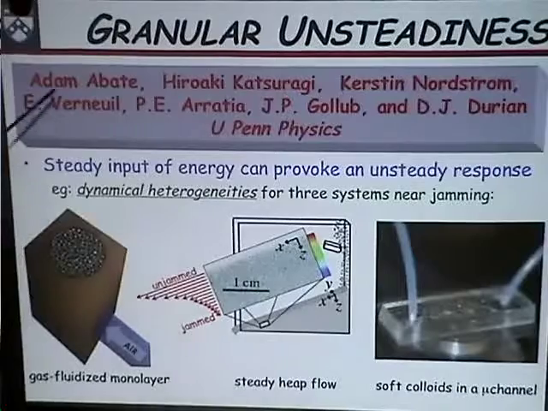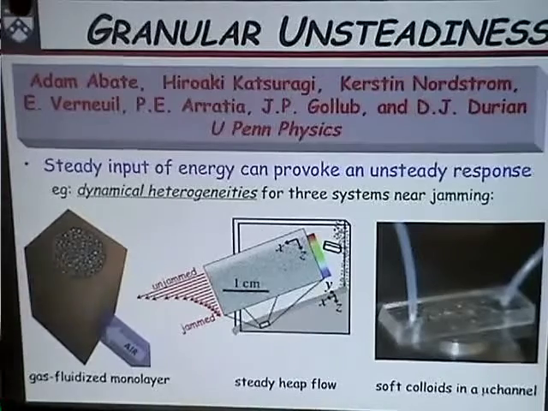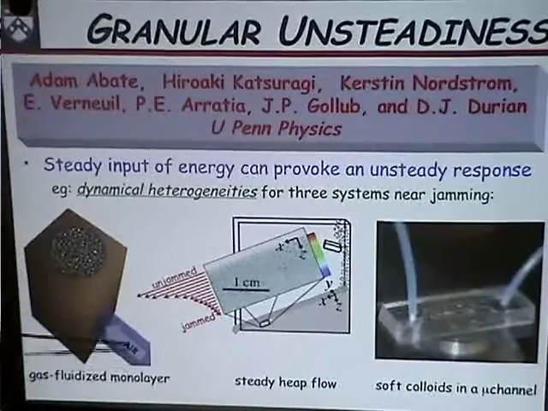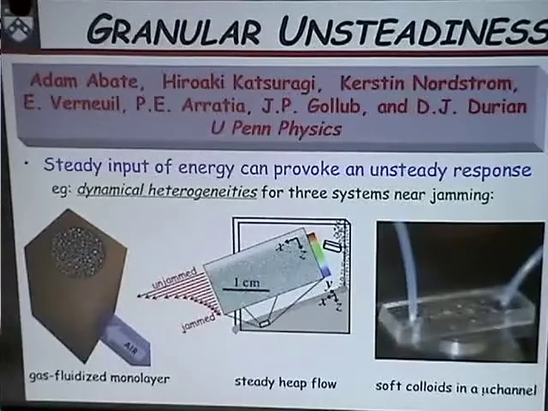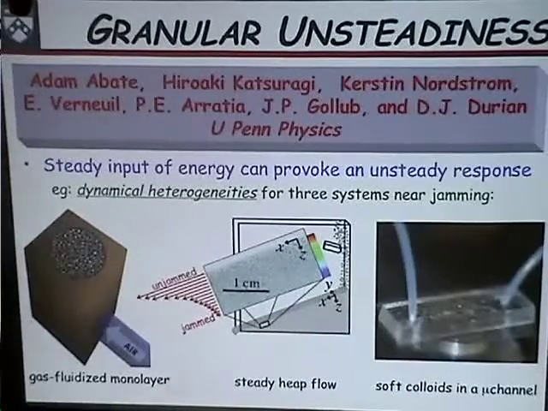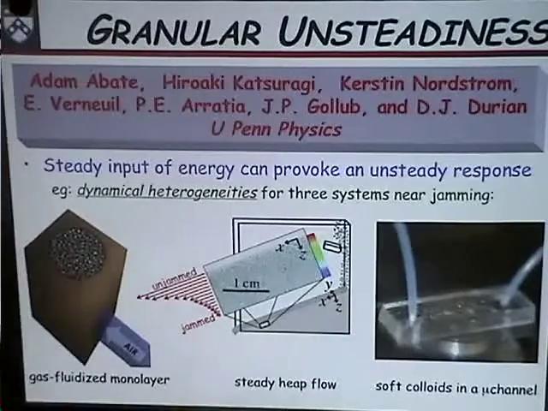The first system is from the PhD work of Adam Abate, and it's a monolayer of basically ball bearings. It's about a foot across. We blow air in here. The balls are on a porous plate. And we blow air not hard enough to levitate the balls, but to excite uniform motion through turbulence in the gas.